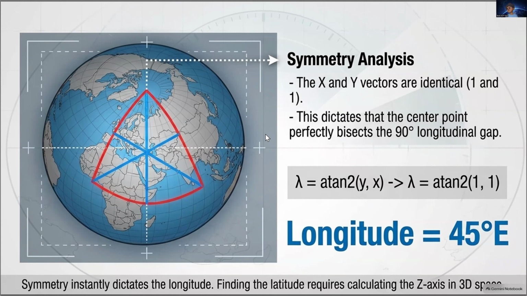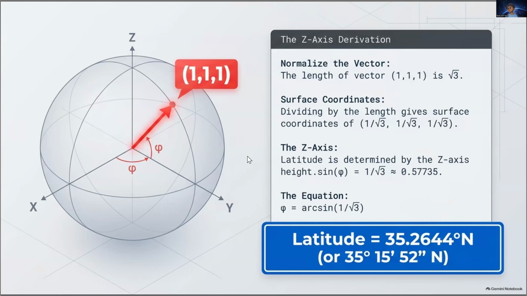Symmetry analysis. The x and y vectors are identically 1 and 1, and this dictates that the center point perfectly bisects the 90-degree longitudinal gap. The equal tangent, 1, 1, longitude 45 east, instantly dictates the longitude. To find the latitude requires calculating the z-axis in 3D space. We get a vector; for the z-axis derivation, normalize the vector. The length of vector 1, 1, 1 is root 3.